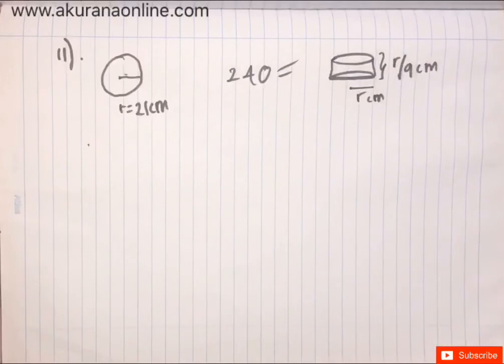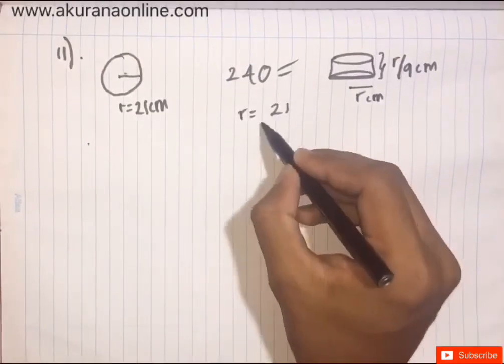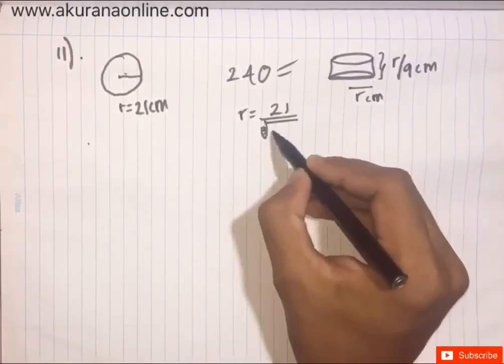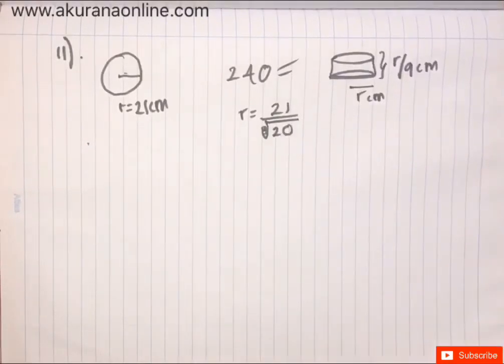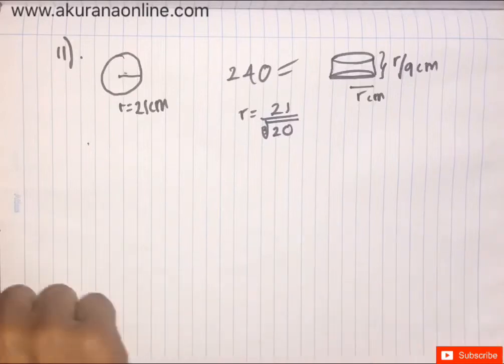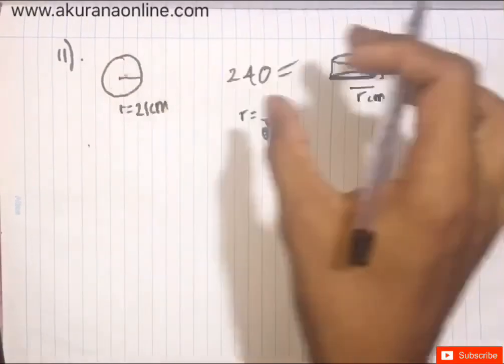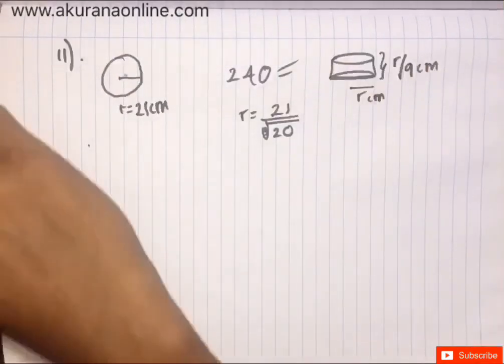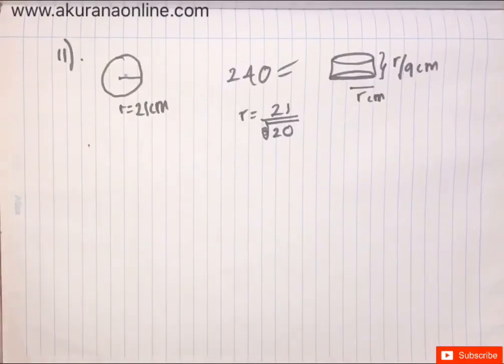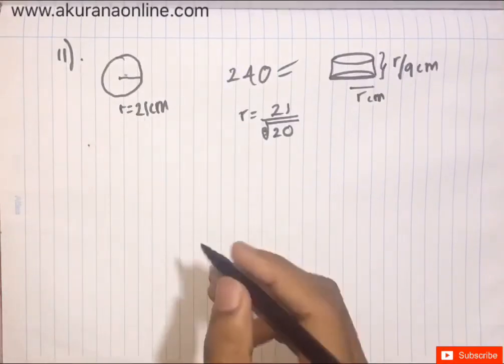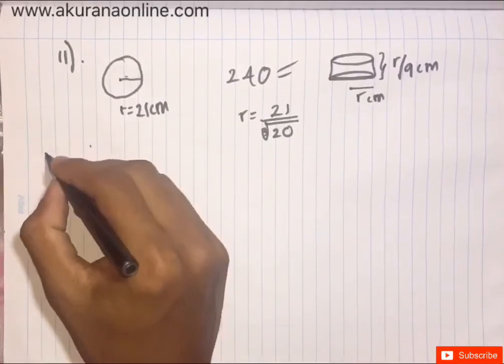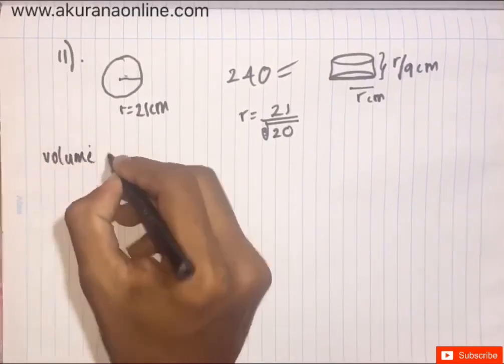Now you have to show that r is equal to 21 over cubic root of 20. Using the logarithmic table, you have to find the value of r also. Now observe. After melting the solid, they are going to make 240 cylindrical discs. Therefore, first let us find the volume of the sphere. We'll write a sentence: volume of the sphere.